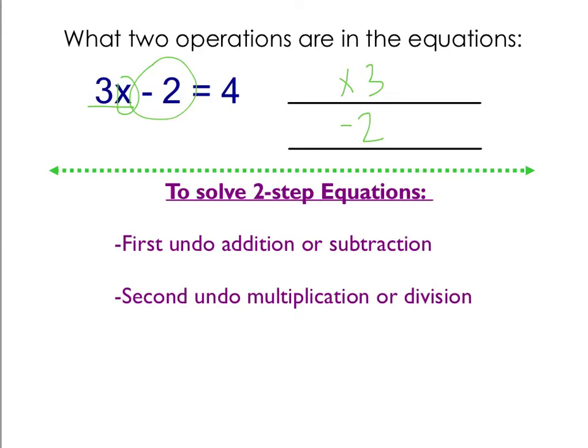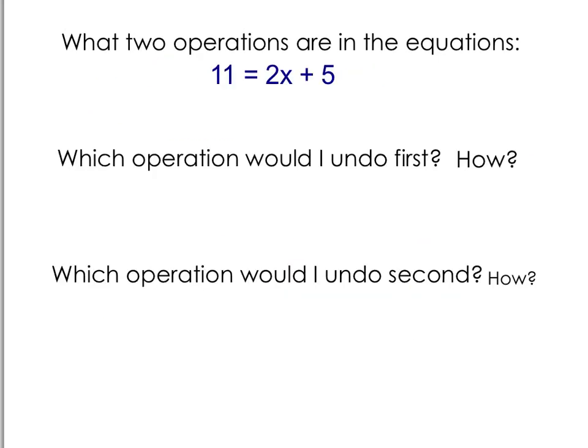We're always going to start at the last thing we did to the problem to get rid of it. So the first thing you're going to get rid of is addition or subtraction. The second thing you're going to get rid of is multiplication or division. And we're still using inverse operations just like we did the last 2 days. So we're going to do the same thing we've been doing, only we're going to do that twice.